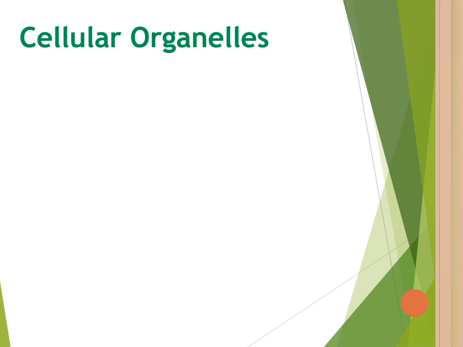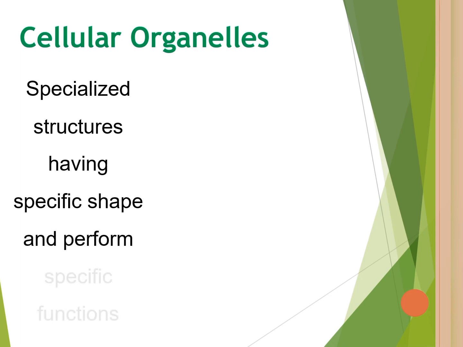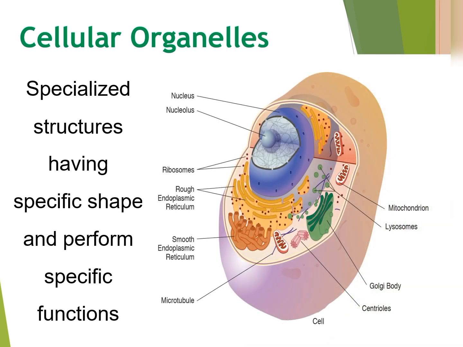What are cellular organelles? Organelles are specialized structures within the cells that have characteristic shapes and perform specific functions in cellular growth, maintenance, and reproduction. Each type of organelle has its own set of enzymes that carry out specific reactions and serves as a functional compartment for specific biochemical processes.